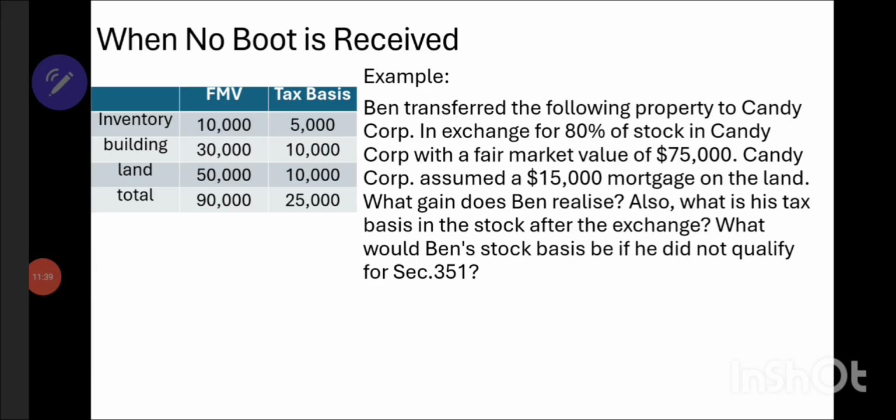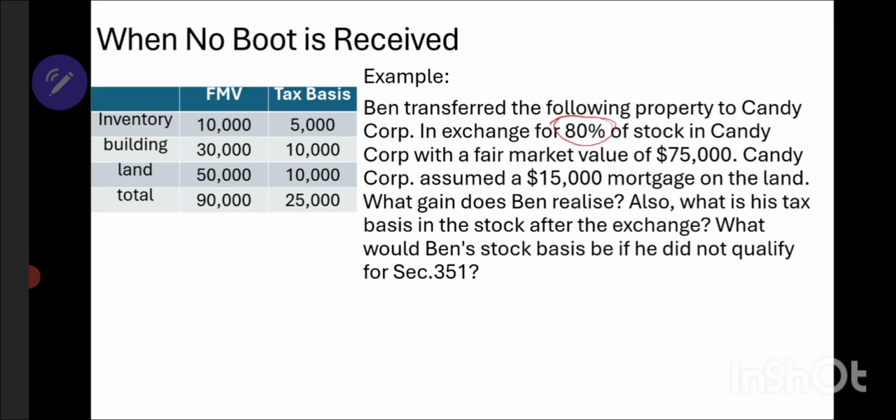When no boot is received, let's look at this example. Ben transferred the following property to Candy Corp. Now, I thought about using Lynch Corp, but I don't think anyone would be buying from them. So Ben transferred the following property to Candy Corp in exchange for 80% of stock in Candy Corp with a fair market value of $75,000. So then we can assume that he falls under section 351.